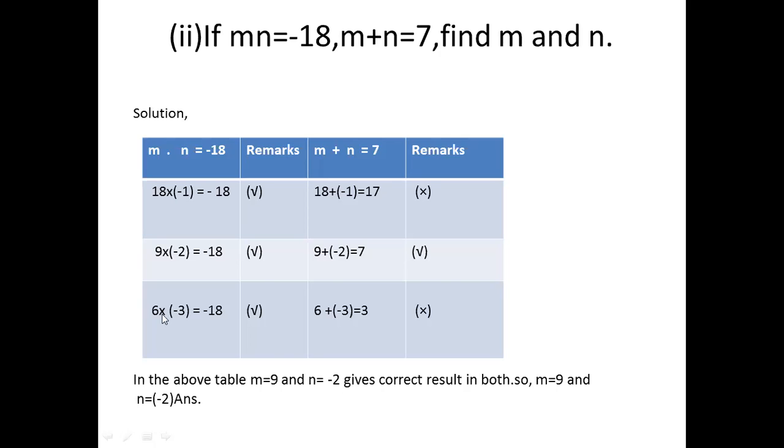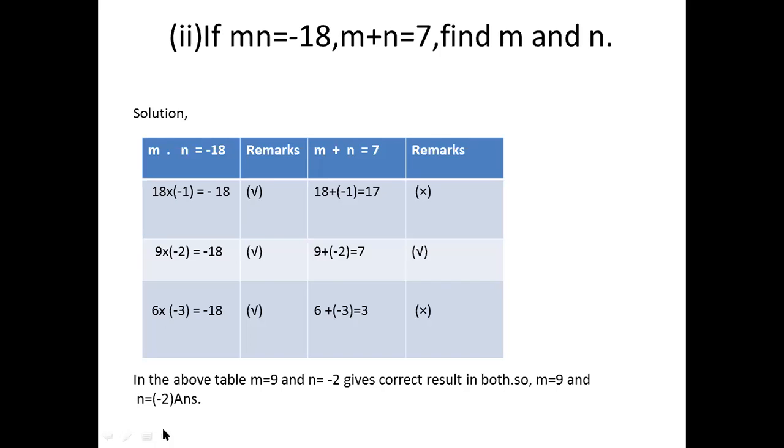Now we can check more also. 6 into minus 3 is minus 18, correct remark. And 6 plus minus 3 is 3 only. It is an incorrect remark. That's why in the above table, m equals 9 and n equals minus 2 gives the correct result in both. So m equals 9 and n equals minus 2 is the answer.